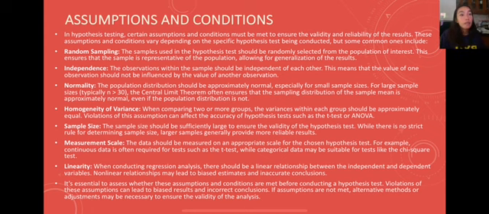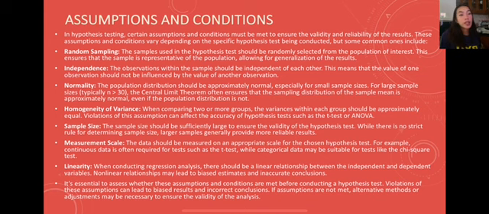Independence. The observations within the sample should be independent of each other. This means that the value of one observation should not be influenced by the value of another observation. Normality. The population distribution should be approximately normal, especially for small sample sizes. For large sample sizes, the central limit theorem often ensures that the sampling distribution of the sample mean is approximately normal, even if the population distribution is not.